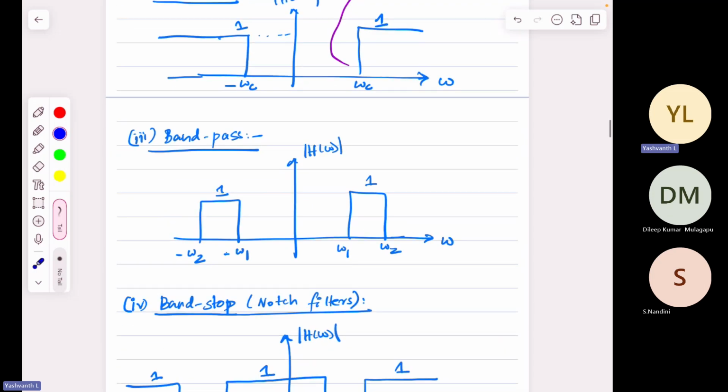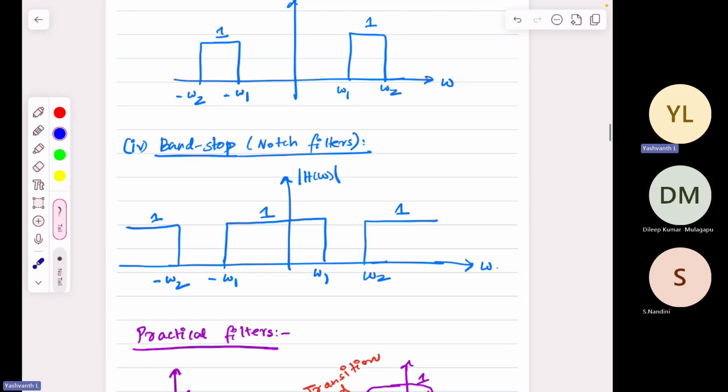Band pass filter is basically one which will pass only a selected range of frequencies, let's say from omega 1 to omega 2. It only passes this much. It will not pass any other frequency components to the output. The frequency response of a band pass filter will look like this.